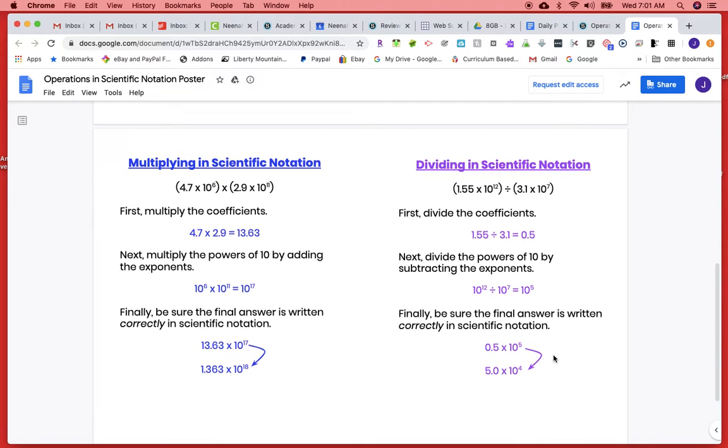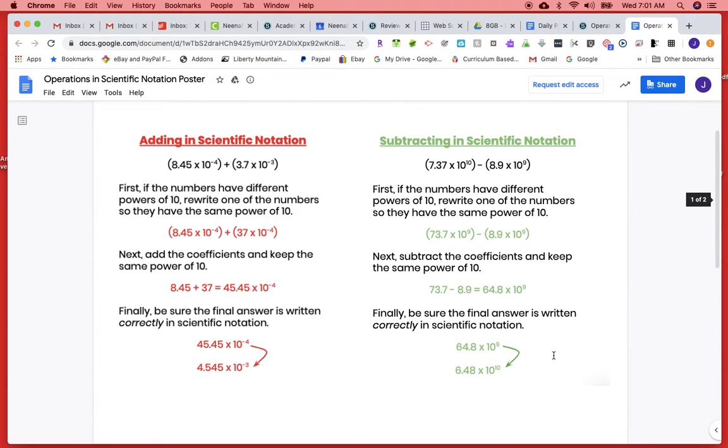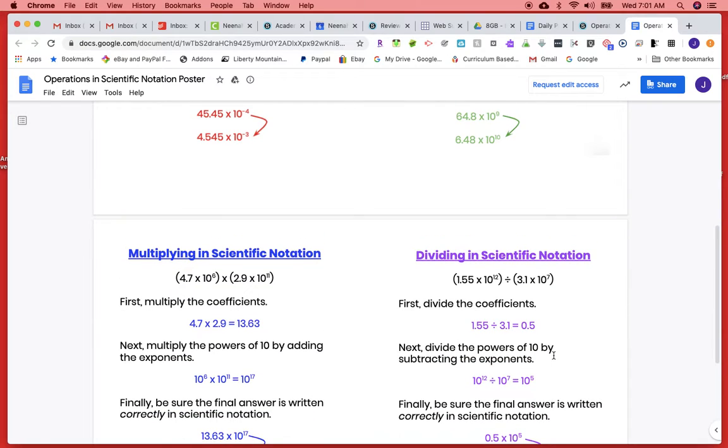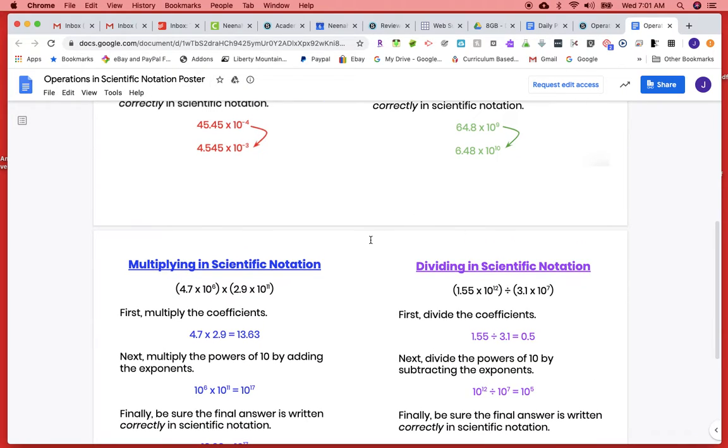So we want you to keep coming back to this sheet to help you with the review today as just friendly reminders as you go through.